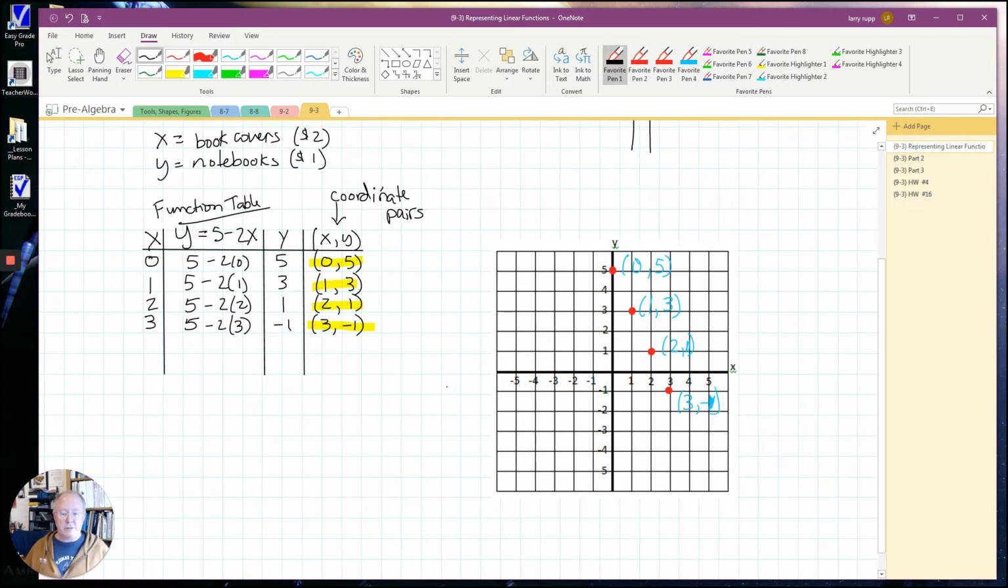The (3, -1) is special because x is the number of book covers and y is the number of notebooks. Well, y in our last example here is -1. Can you have a negative number of notebooks? No. This is not part of our function. We don't include anything that has a negative y because you can't buy a negative amount of notebooks, and you also can't buy a negative amount of book covers. That's why it starts here at x equals 0.